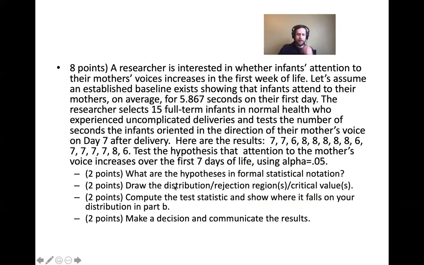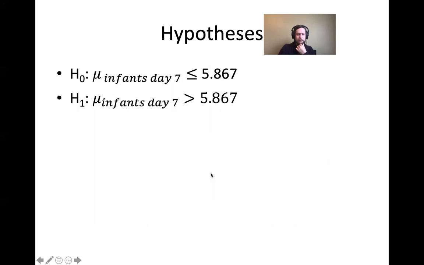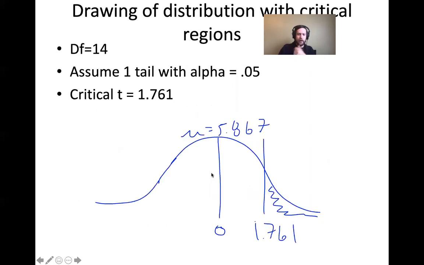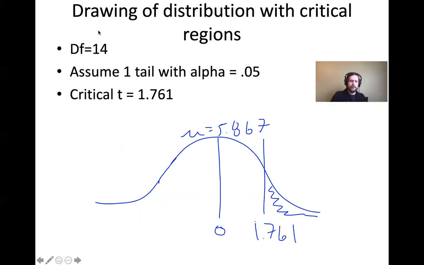All right. So now we draw the distribution with our critical values and critical regions, which is shown right here. Our degrees of freedom is 14 because we have 15 infants, and 15 minus 1 is 14. We are going to assume one tail with alpha equals 0.05. And our critical t is 1.761. So let's verify that that critical t is correct.